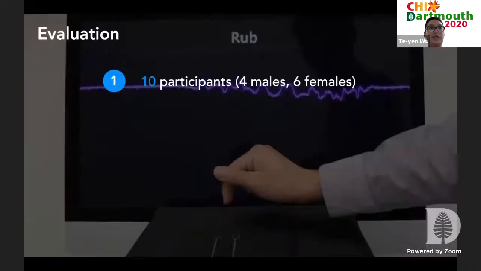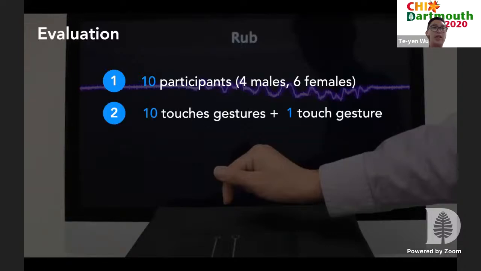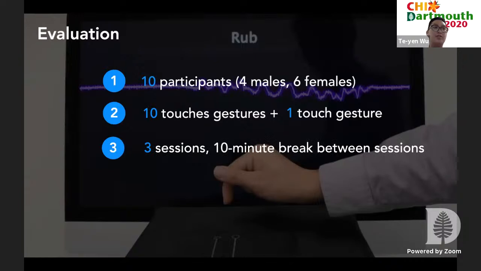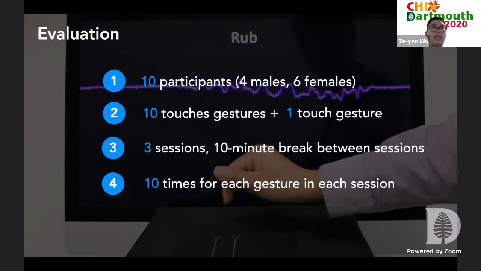So to validate the system accuracy and robustness, we ran a 10-participant user study. Each participant was asked to perform 10 touchless gestures plus 1 touch gesture above the sensor. There were 3 sessions. Between sessions, there was a 10-minute break. In each session, each gesture was repeated 10 times.